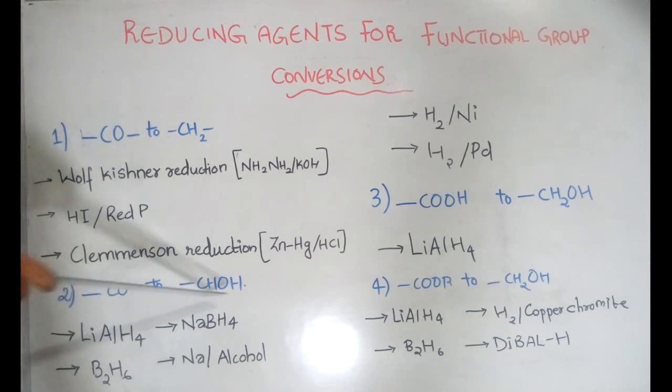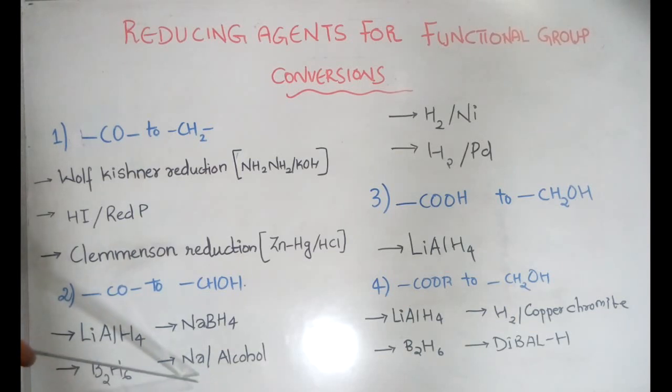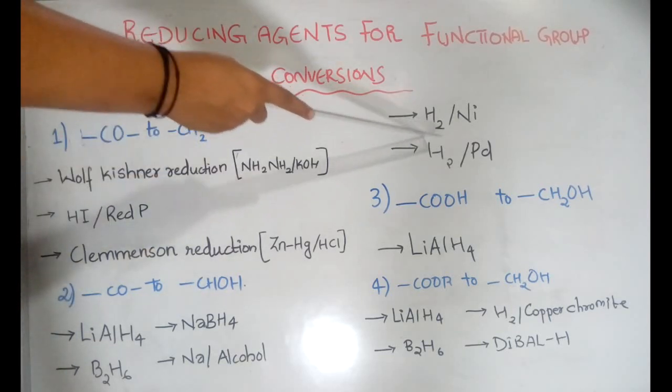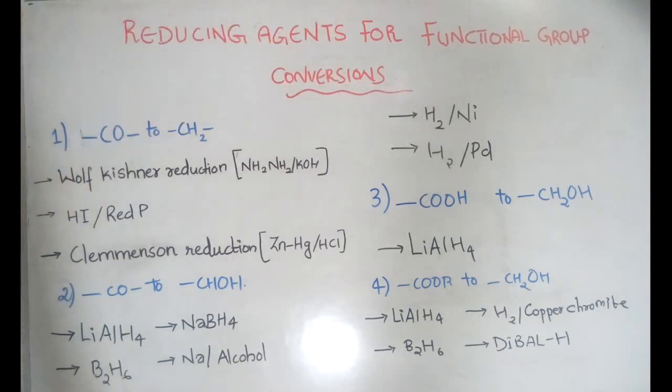Next, C=O to CHOH, that is to alcohol. First one, these three are very common, that is LiAlH4, lithium aluminium hydride, then sodium borohydride, and B2H6, diborane. All these three are very simple to understand, and when this comes we know definitely reduction is taking place. Then next it is sodium in the presence of alcohol. Then continuing, hydrogen and nickel and hydrogen and palladium, both these also convert C=O to alcohol, that is both in aldehyde and ketone the C=O group is converted to CHOH.